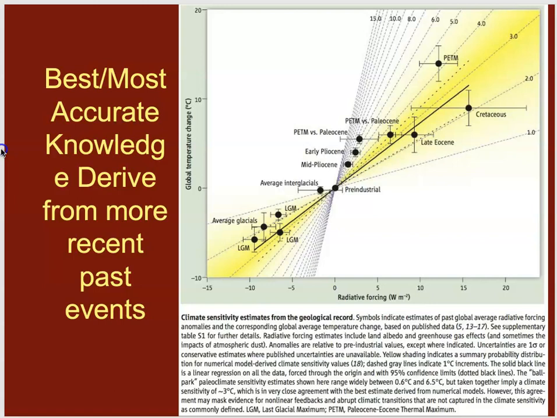You'll see this graph several times in this presentation, so take a good look at it. The x-axis is the change in temperature or radiative forcing. That 0 is the pre-industrial period. To the right are warmer Earths, to the left are colder Earths, and the y-axis is global temperature change.